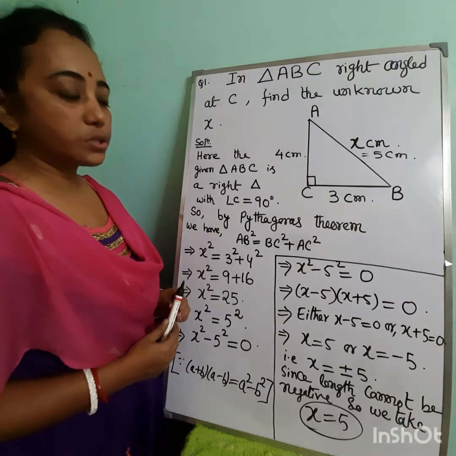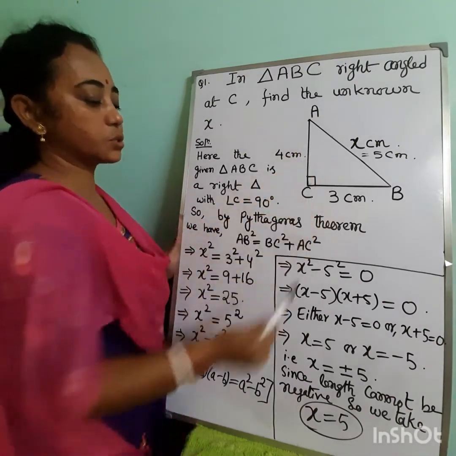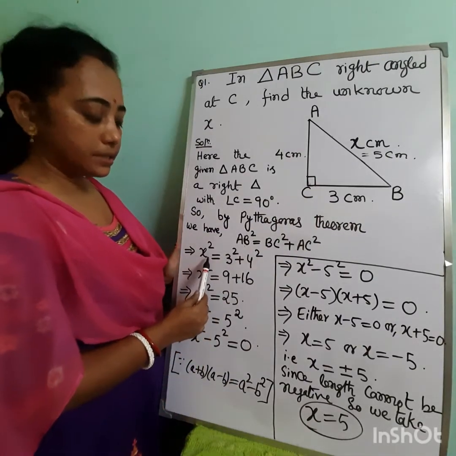So by Pythagoras theorem, we have AB square is equal to BC square plus CA square. Here the value of AB is x. We are not considering centimeter here.